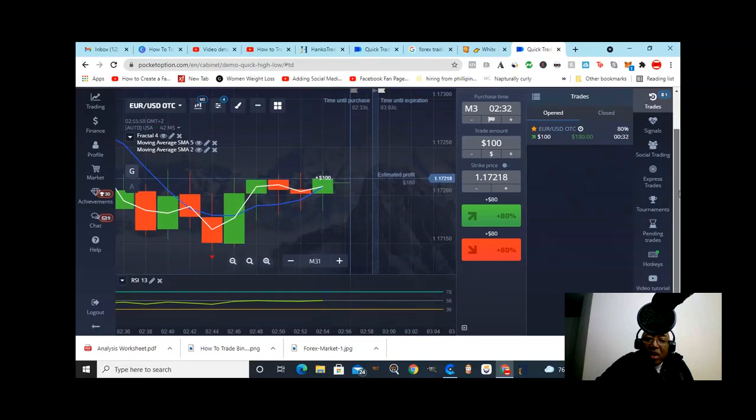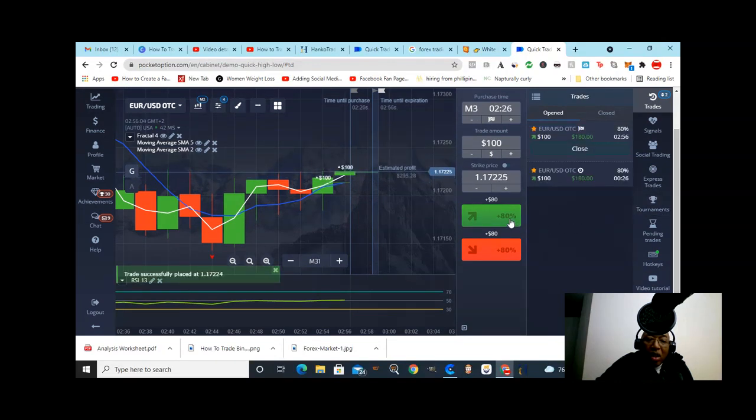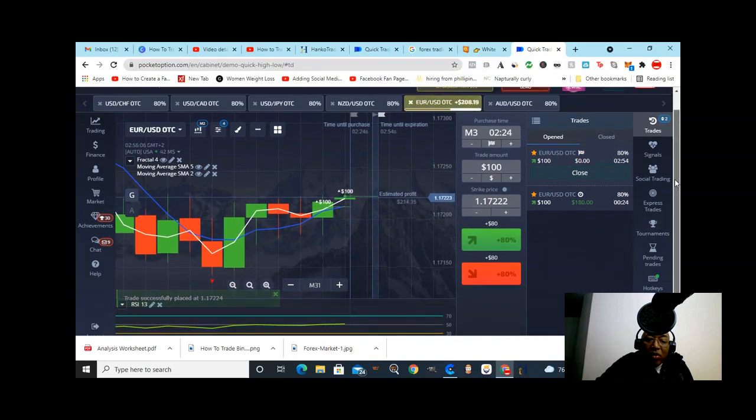Yeah, it looks like it's actually going up. So let's take another trade. Setup looks good. So let's try that. I think we're up to something here.